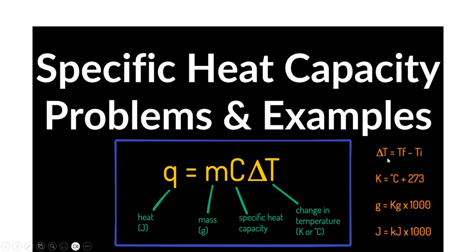It's very easy. And delta T is temperature final minus temperature initial. Kelvin is just Celsius plus 273. Grams is just kilograms times 1,000, and joules is just kilojoules times 1,000. So yeah.